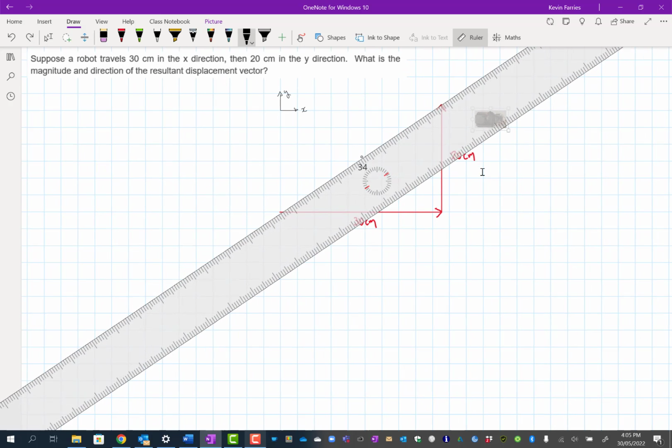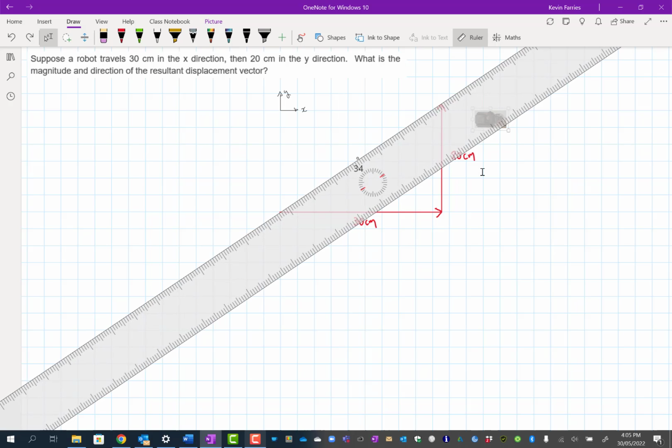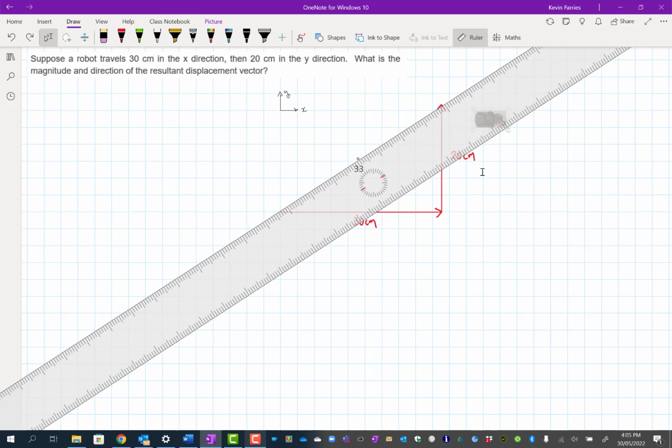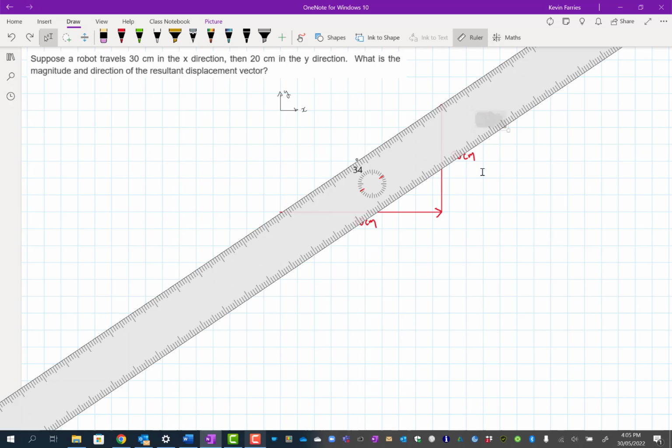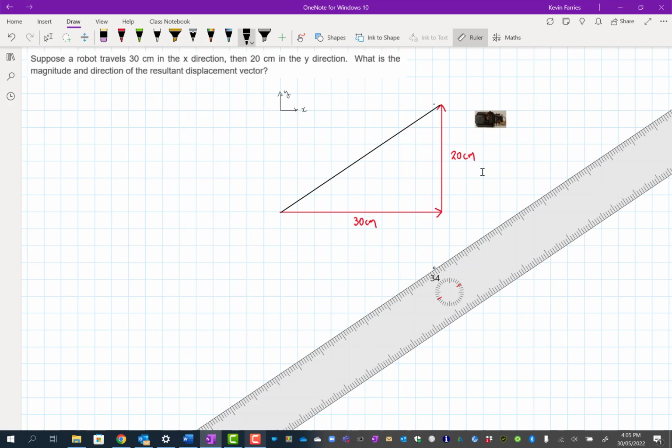My ruler can only do single degrees, so we'll get it as close as we can. It's about as good as we're going to get. Okay, so the displacement vector is that vector shown in black. One way we can find it is just to measure it and then use our scale.